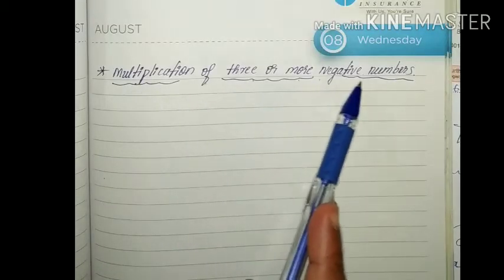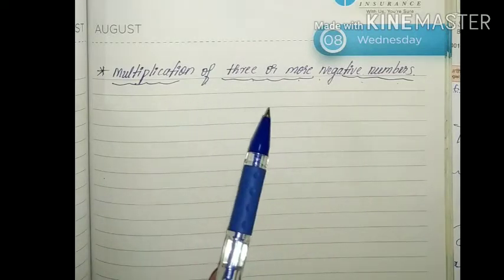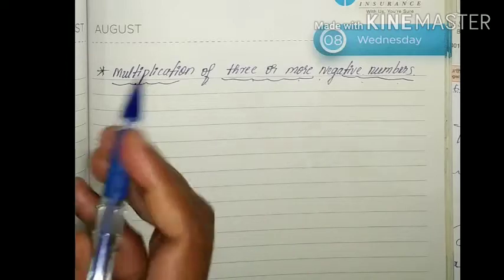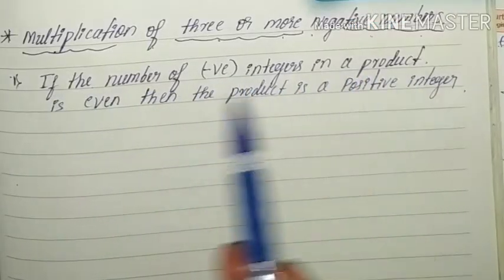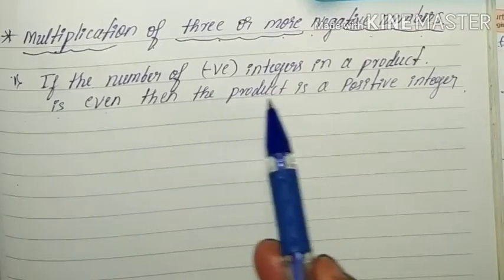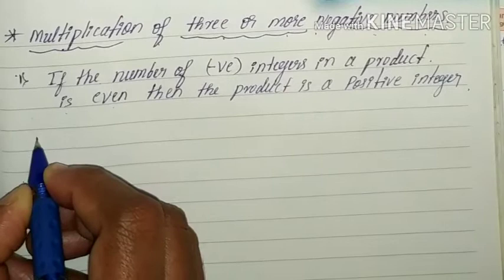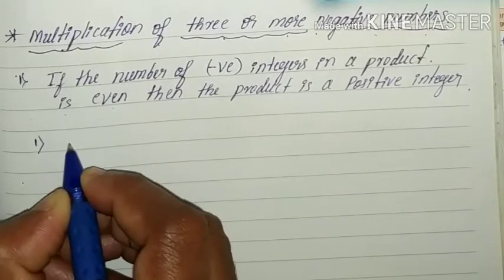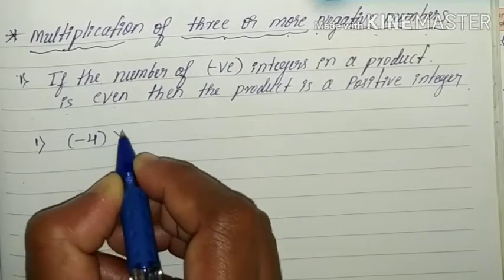Multiplication of 3 or more negative numbers. Here two easy methods are there to multiply 3 or more negative numbers. The first method is, if the number of negative integers in a product is even, then the product is a positive integer. That means, I will solve one example here. See here, -4 into -3.